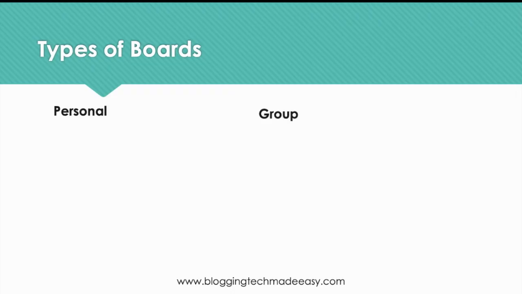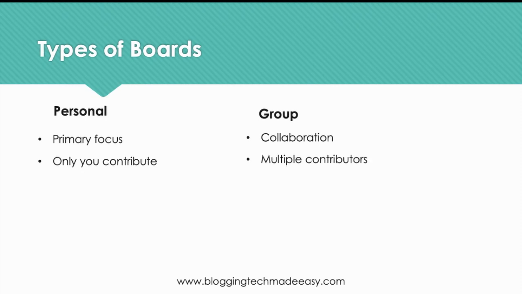Let's look at the two different types of boards that you'll find in Pinterest. There are personal boards and group boards. Now, even if you have a business account, the first type are still called personal. It just means that only you can pin to them. These should be the primary focus of your Pinterest efforts. The group boards are a way to collaborate with other bloggers and appeal to a wider audience, and they can have multiple contributors. Now, in a moment, we'll go into Pinterest and I'll show you how to set up your personal boards, but first let me give you just a few guidelines.